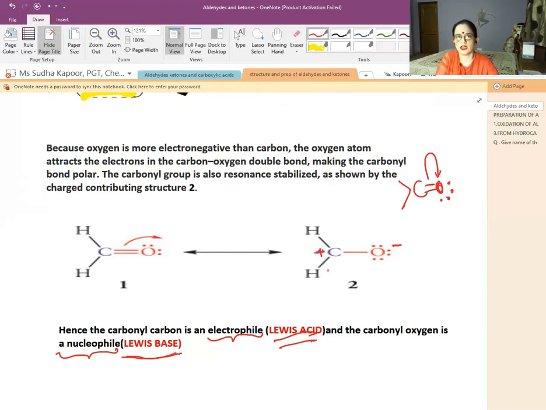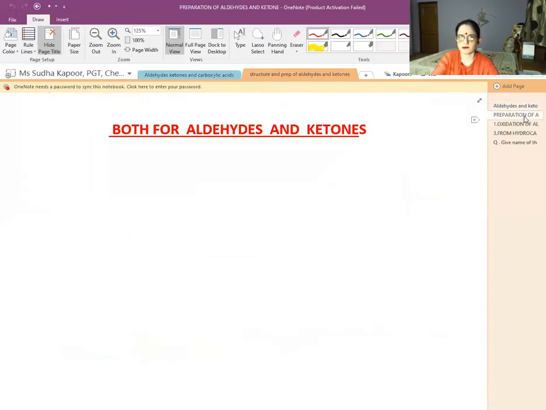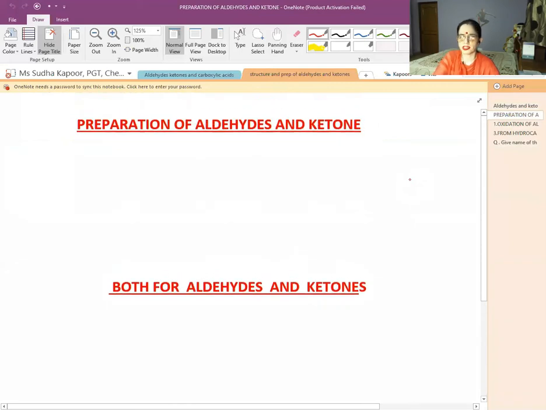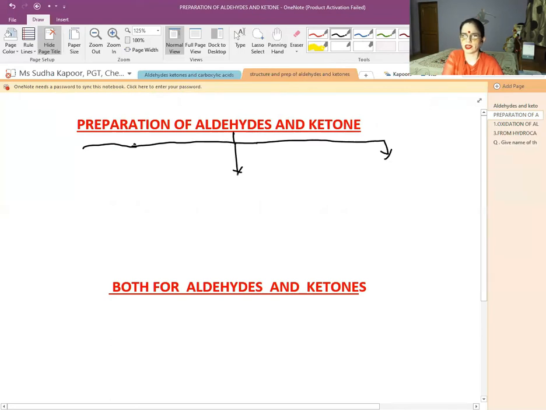So let us start with the preparation of aldehydes and ketones. How are the aldehydes and ketones prepared? In order to make things easy to remember, we will divide the preparation into 3 parts. All the preparations of aldehydes and ketones are divided into 3 parts, and the flowchart makes things very easy. The first one is the preparation that is meant both for aldehydes and ketones.